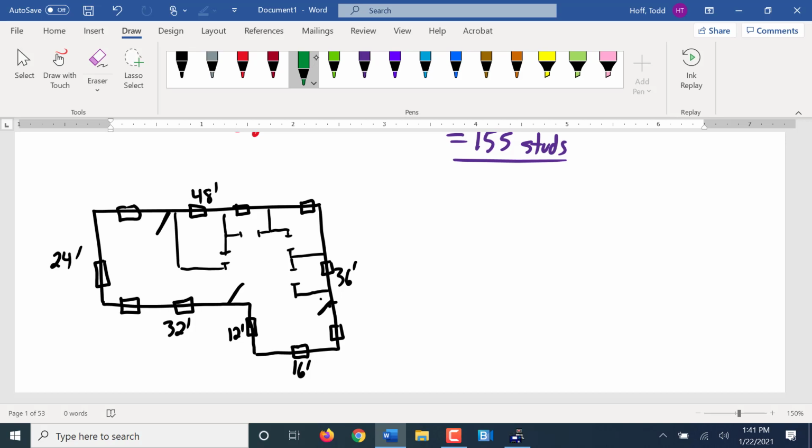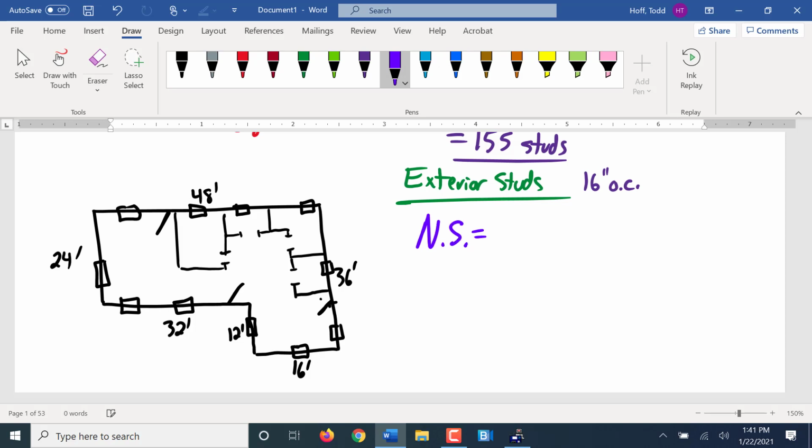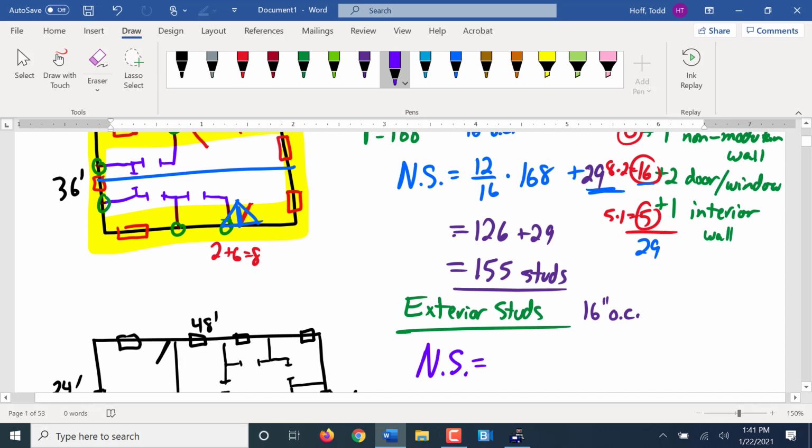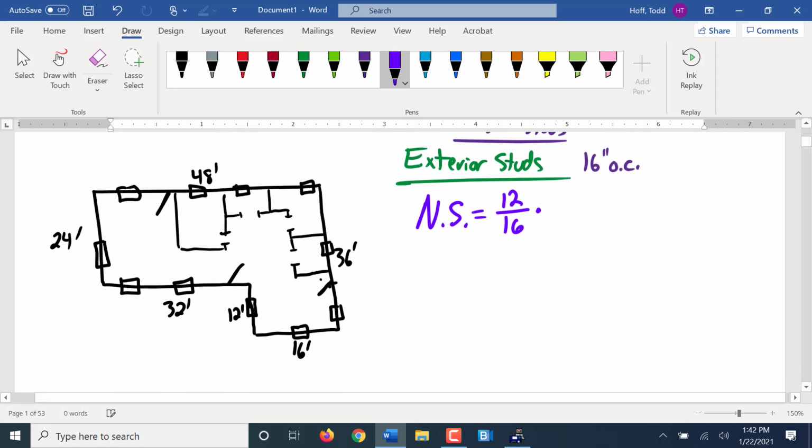So, lead me through estimating the exterior wall studs. (16-inch spacing). Let's start my formula. What am I going to start out with? 12 over 16 times, yep. What's my perimeter? Still 168, yes.